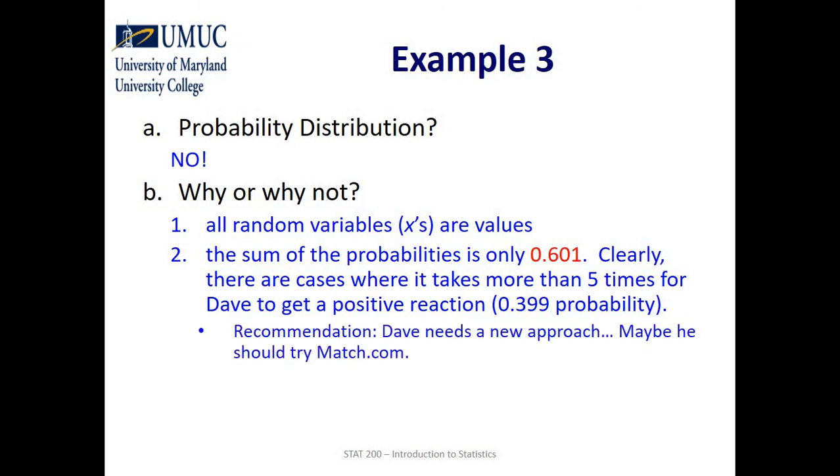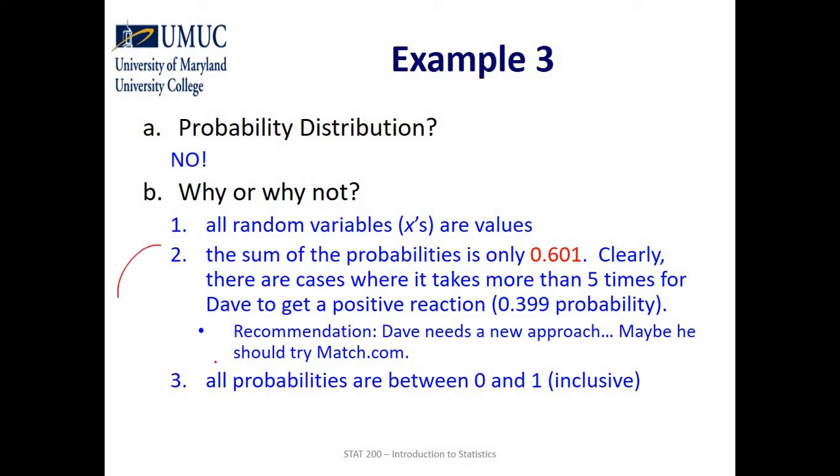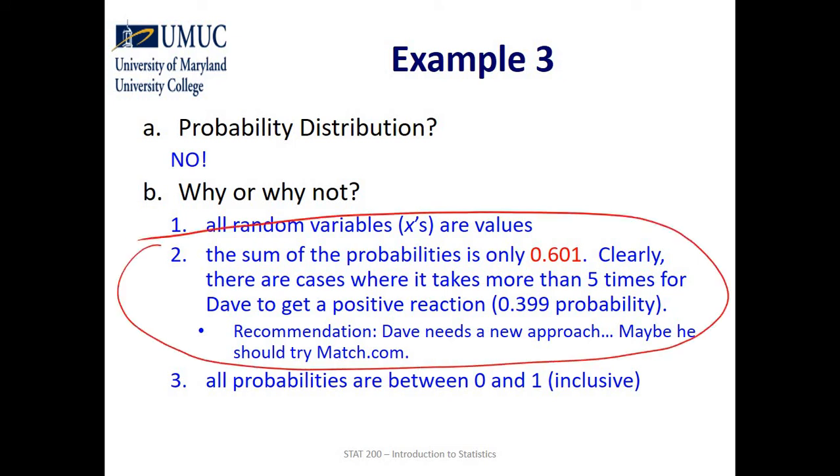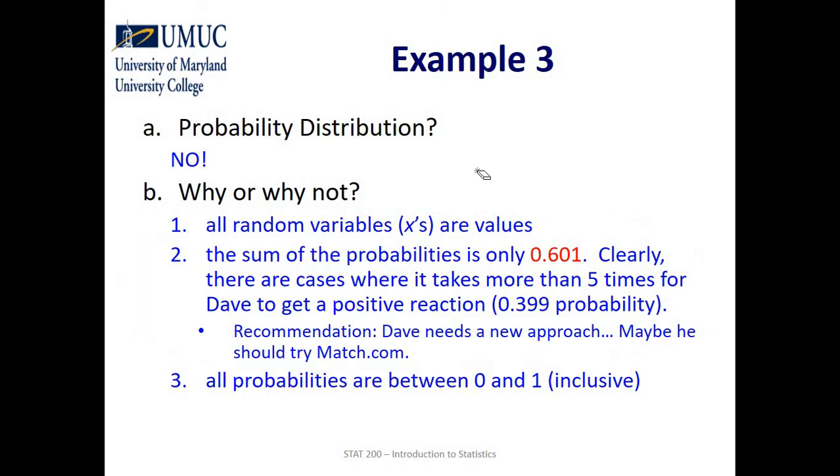So the recommendation here, Dave needs a new approach. Maybe he should try Match.com or get a new opening line. We do have all the probabilities between 0 and 1. However, because this one fails the test, we cannot do a probability distribution.